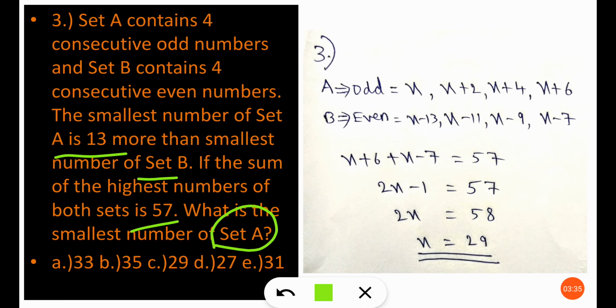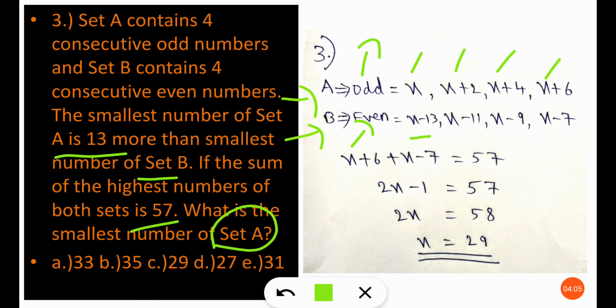It is given that set A contains consecutive odd numbers. We don't know those numbers, so we have considered it as X, and X plus 2, X plus 4, X plus 6. The difference between two consecutive odd numbers or even numbers is 2. So that's why we have taken plus 2, plus 4, plus 6. Again, set B contains consecutive even numbers and the condition is that the smallest even number is 13 less than the smallest odd number. So that's why we have taken X minus 13.